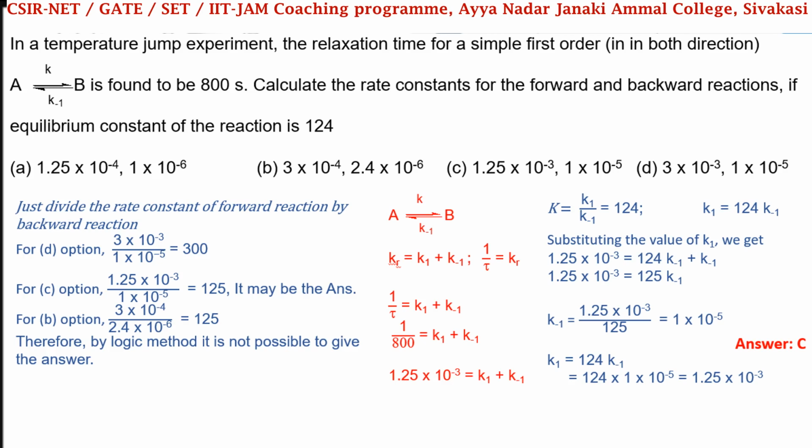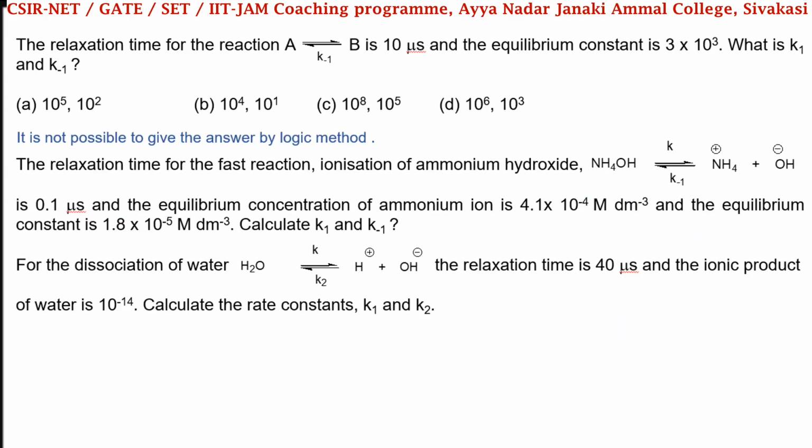Now I am going to give you 2 or 3 problems you have to work out in your cold. Take down the problem. The relaxation time for the reaction A in equilibrium with B is 10 microseconds. The tau is given as 10 microseconds, and the equilibrium constant is 1 into 10 power 3. What is the K1 and the K inverse 1?